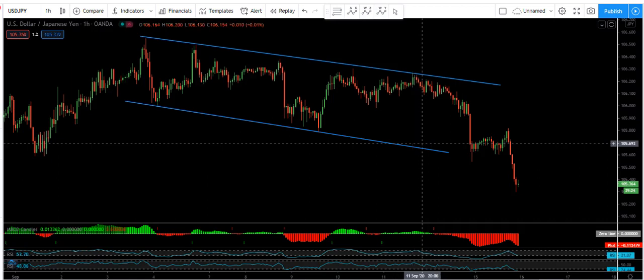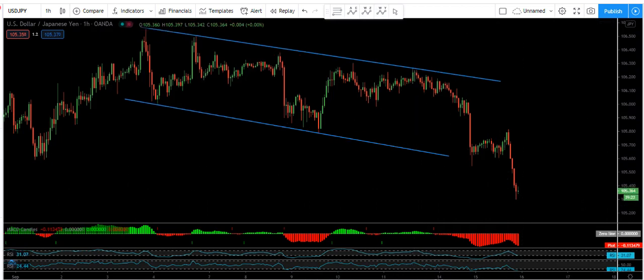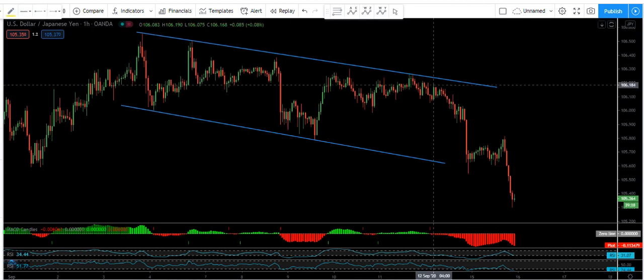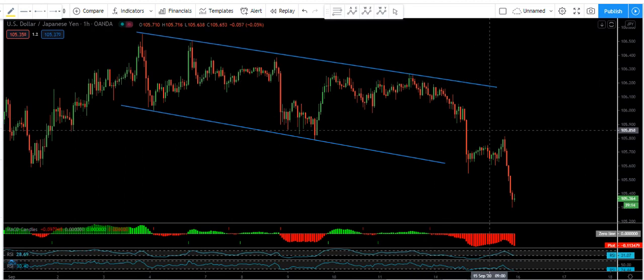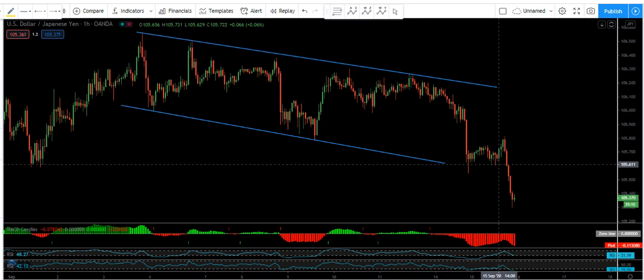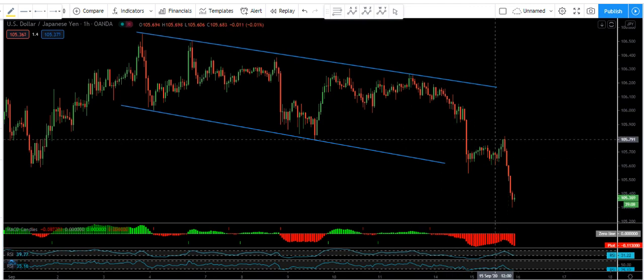USD/JPY. Now we are based on the 1 hour chart. Okay, if you refer back to my last video, when the price was here, we analyzed and we saw we were looking for the sell. As we can see, we got the price drop, and there was another opportunity which was here, which we didn't have the update based on that.